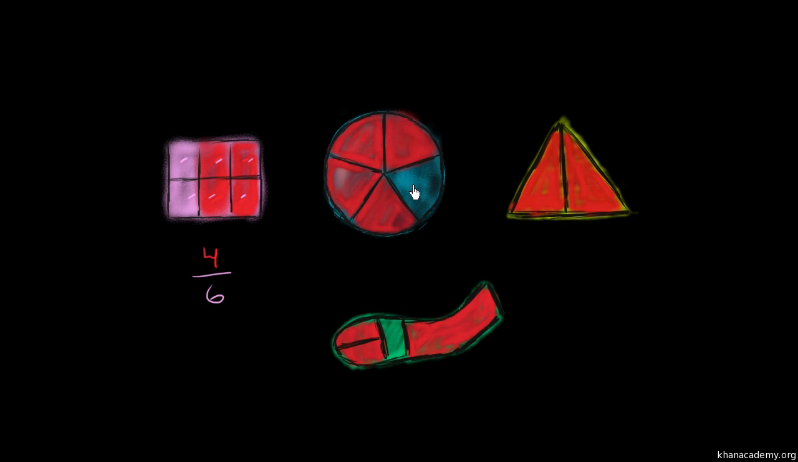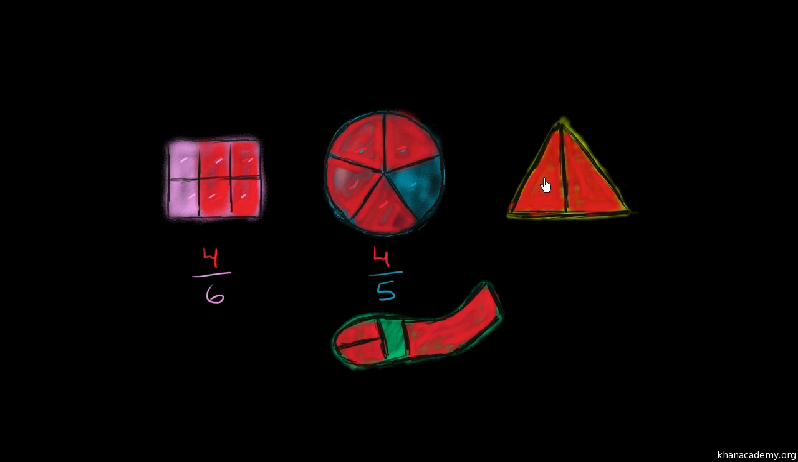Let's go over here. We have 1, 2, 3, 4, 5 equal sections. 5 equal sections. And 1, 2, 3, 4 are shaded in. So here, 4/5 of this circle is shaded in.